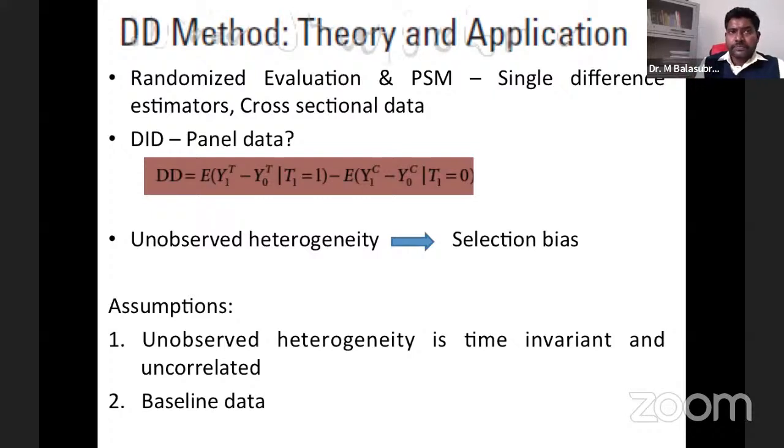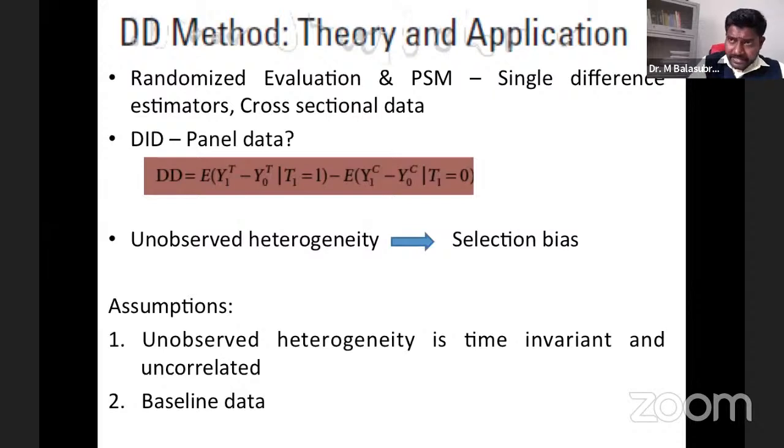How this assumption gets validated can be seen from the next slides. Through our estimator, when we derive the estimator, you may get an idea on why I am telling this particular point. This unobserved heterogeneity will be nullified. And the second assumption is availability of the baseline data. This is the foremost point which is needed to apply the double difference model.